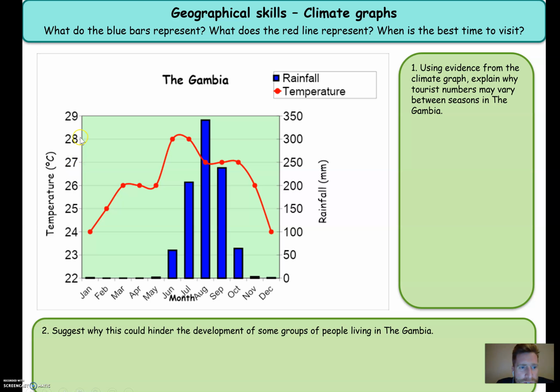The range in temperature is very, very small. So the range in temperature only goes from 24 degrees Celsius up to a peak of just above 28 degrees Celsius. So it suggests it's a fairly warm country all year round.